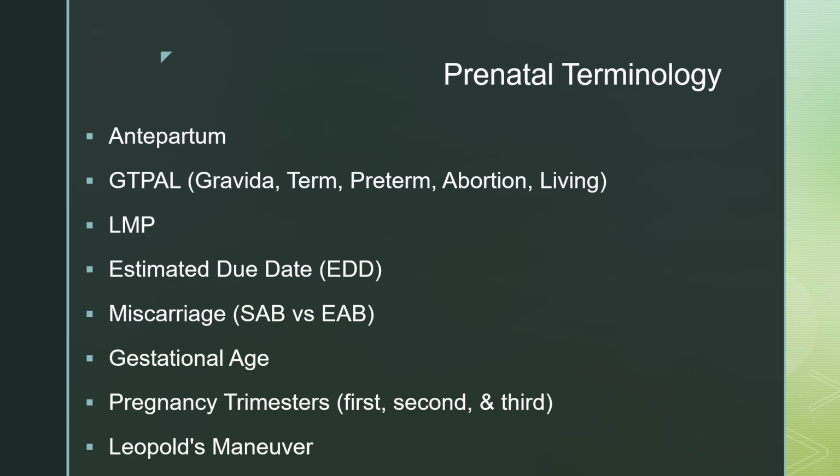They'll just put a reference range: end of December, January, middle. There's not an actual date on her records. And then we already talked about the miscarriage aspect. Gestational age has to do with how far along in the pregnancy she is.